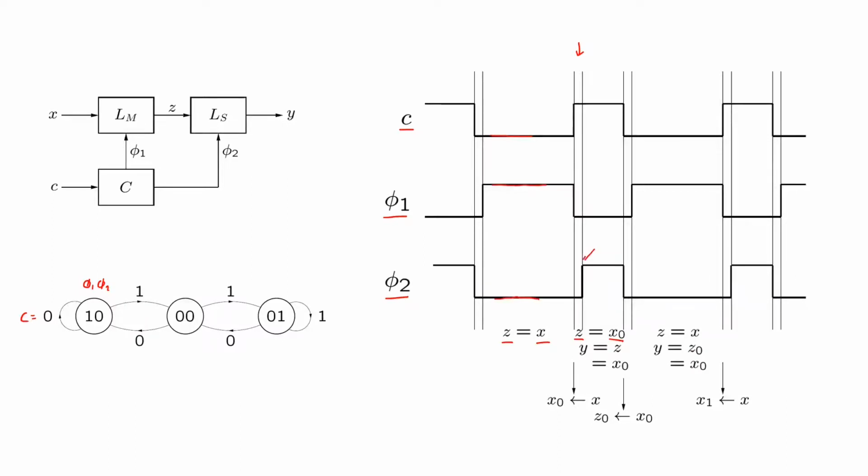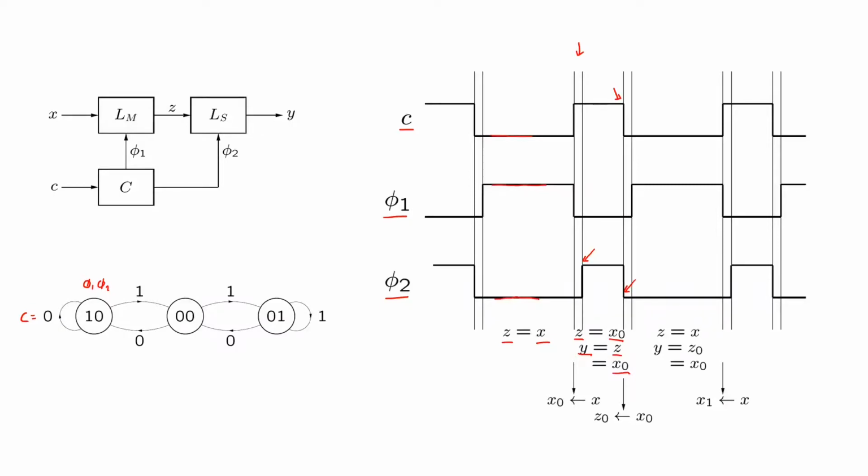Now at this time instance here, phi2 becomes 1, so the second latch, the one that we call the slave, opens. So it now lets the Z value here through to Y, and since Z equals X0, Y will now be X0. Then in this time instance here, our clock signal C will go back to 0, which means that our phi2 will now close again.